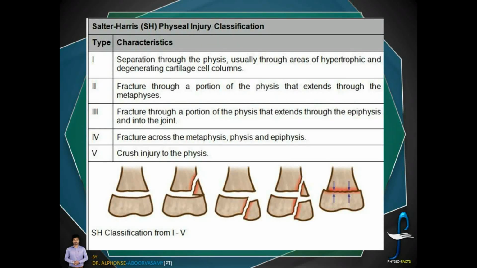And the fourth one is fracture across the metaphysis and physis and into the epiphysis. So it is more severe than the third one. And the last is the most severe case, crush injury to the physis. If you see here, the bones are not broken, but the growth plate, the physis, is completely crushed. So based on the involvement of the physis, it is categorized. The most severe is type 5, where the entire epiphysis is getting crushed.